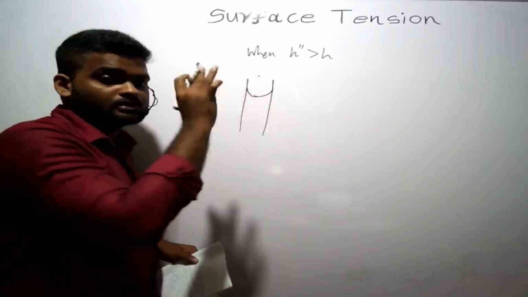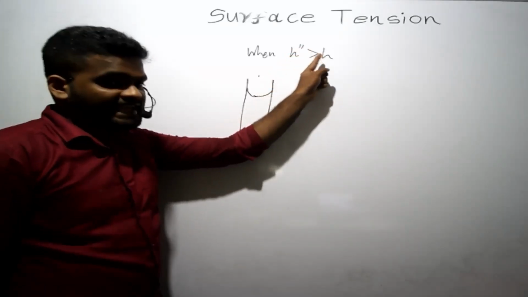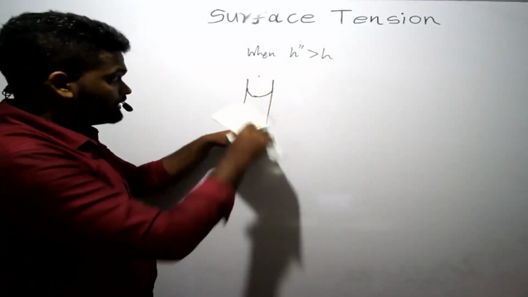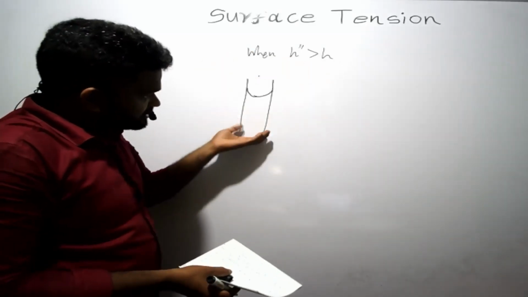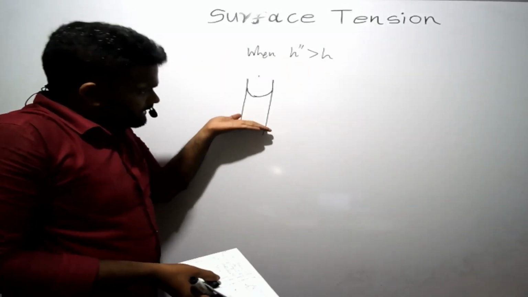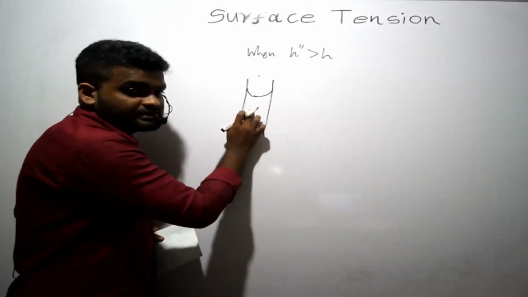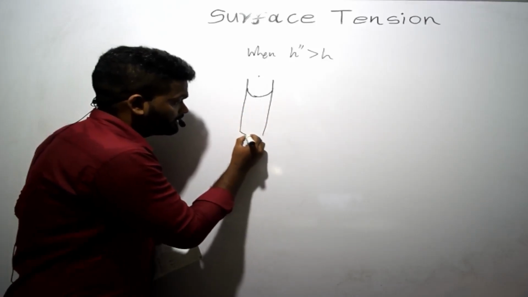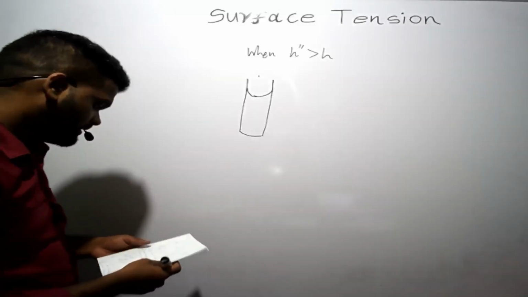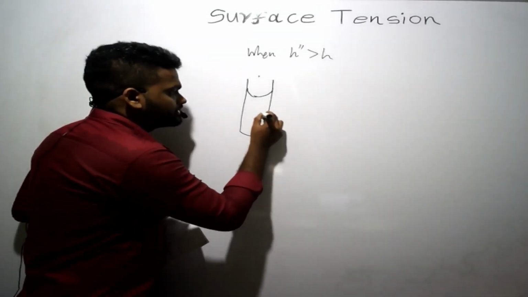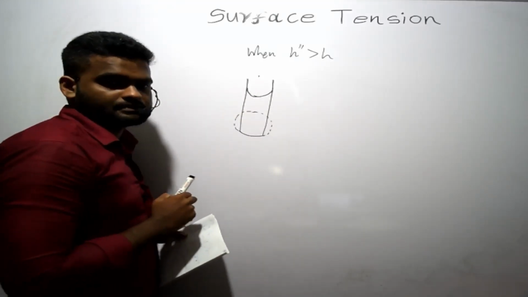What happens to the bottom meniscus now? At H dash, it is flat. If you have a liquid column more than H, hydrostatic pressure pushes this further and it bends downwards due to the weight of this liquid column. This is much heavier than that, so it bends like this. Then you can complete the sphere of the meniscus.